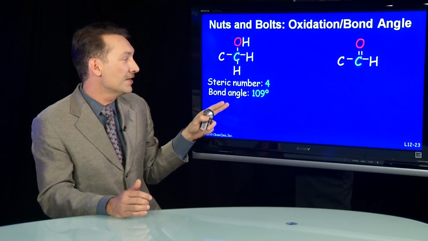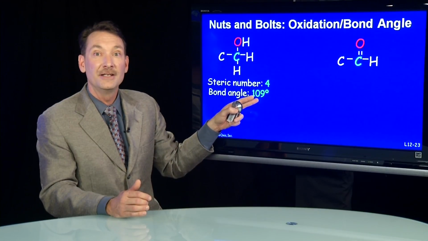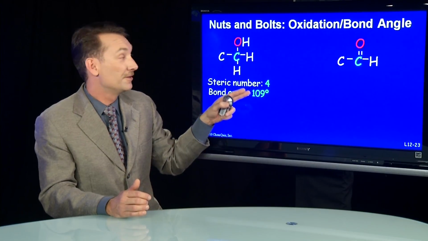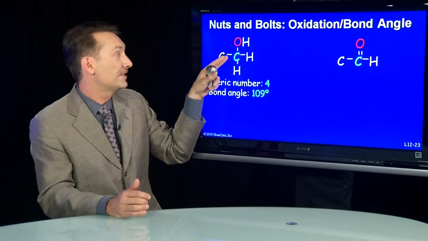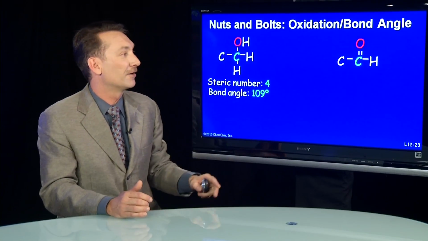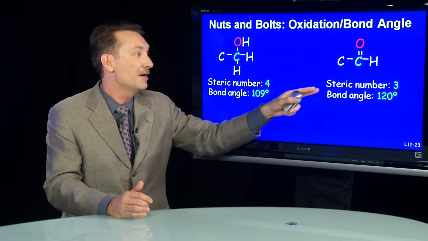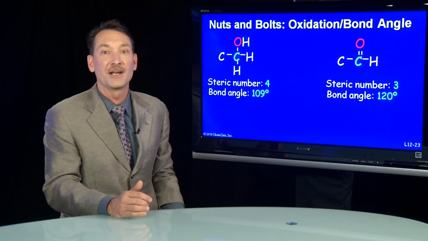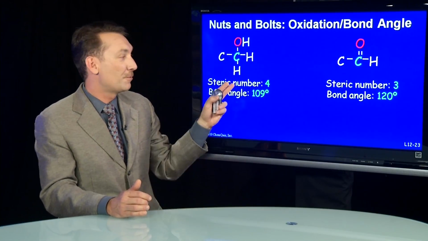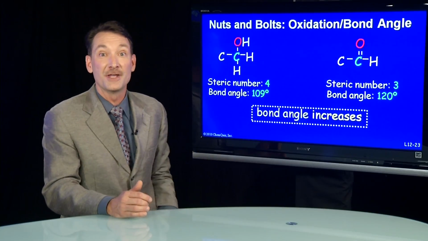Steric number 4 here, so the bond angle is going to be tetrahedral. There's going to be tetrahedral orientation around this carbon, a bond angle of 109 degrees, and this carbon here, steric number 3, a bond angle of 120. So the bond angle increases as I do that oxidation.